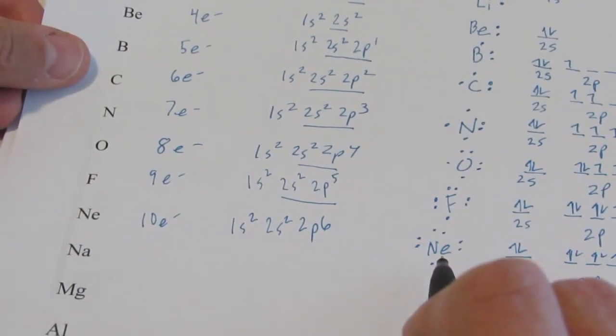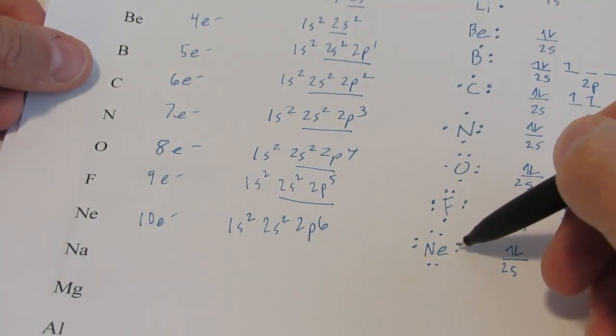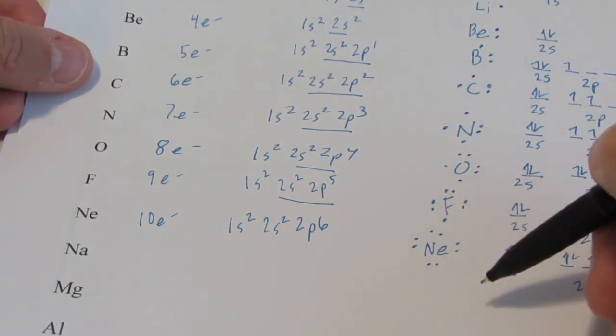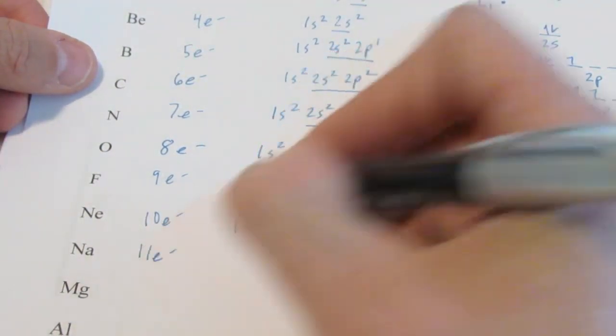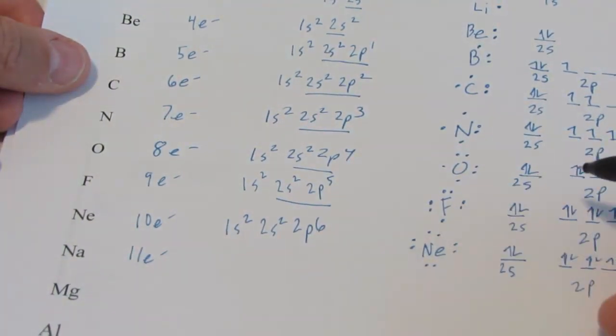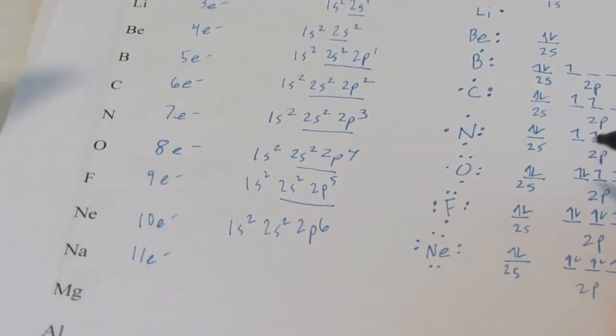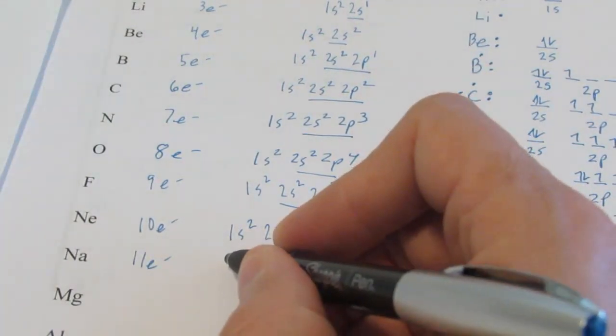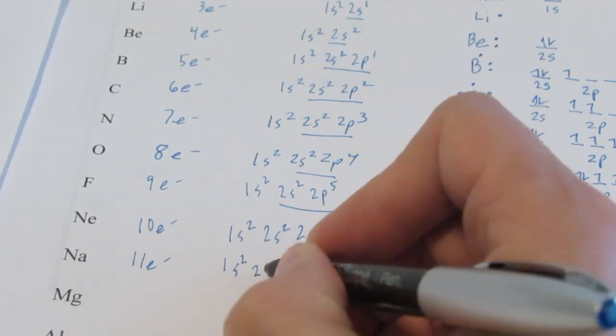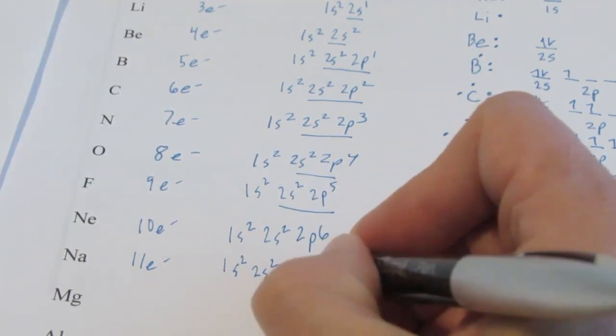Now, you might be a little nervous because I have a pair on each side of neon. What about the next element, sodium? Sodium, of course, has 11 electrons, 1 more than neon. Where am I going to put that next dot? Well, let's take a look. Here's sodium over here with 11 electrons. And so its configuration is going to be 1s2, 2s2, 2p6.